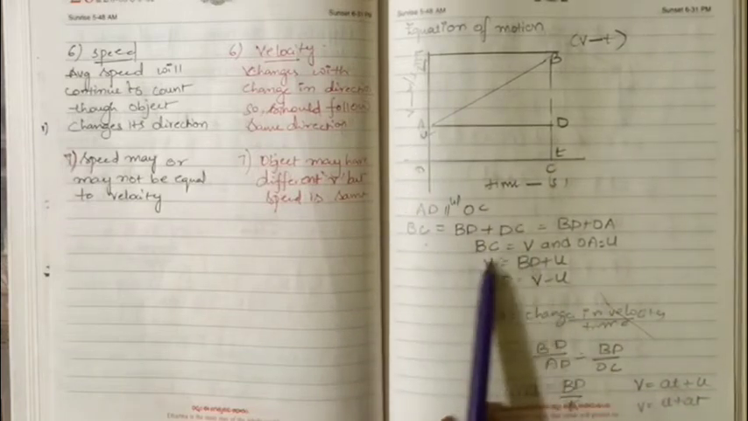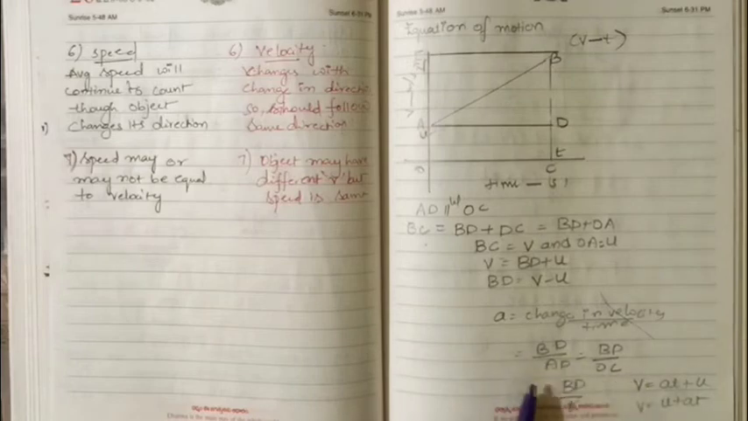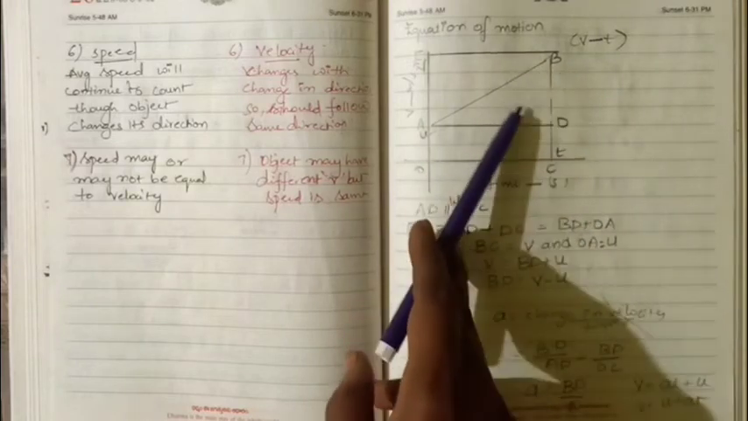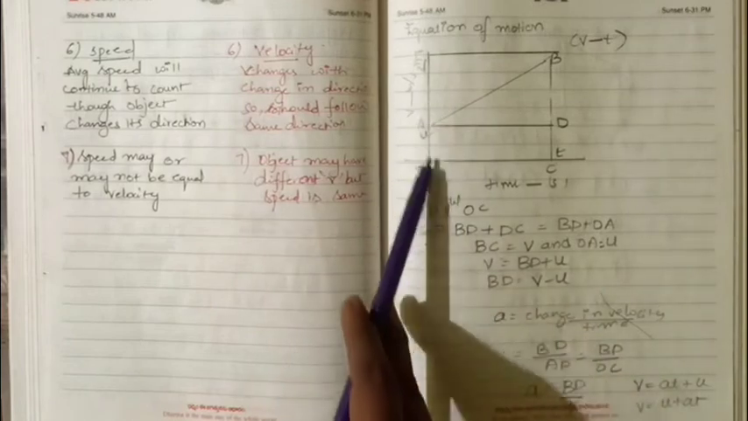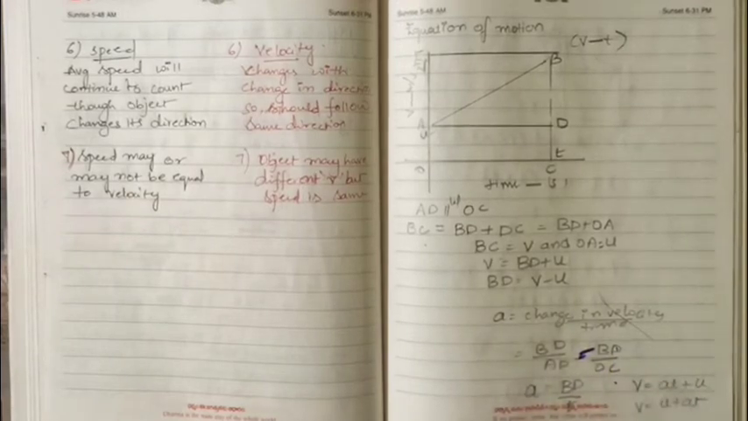As we don't know BD, we will find it by taking acceleration equal to change in velocity by time. The change in velocity is nothing but BD, which is V minus U, because V is the total; if you subtract U, we get BD. So BD by AD, which is equal to BD by OC. So acceleration is equal to BD by time T, as AD or OC is equal to time only.